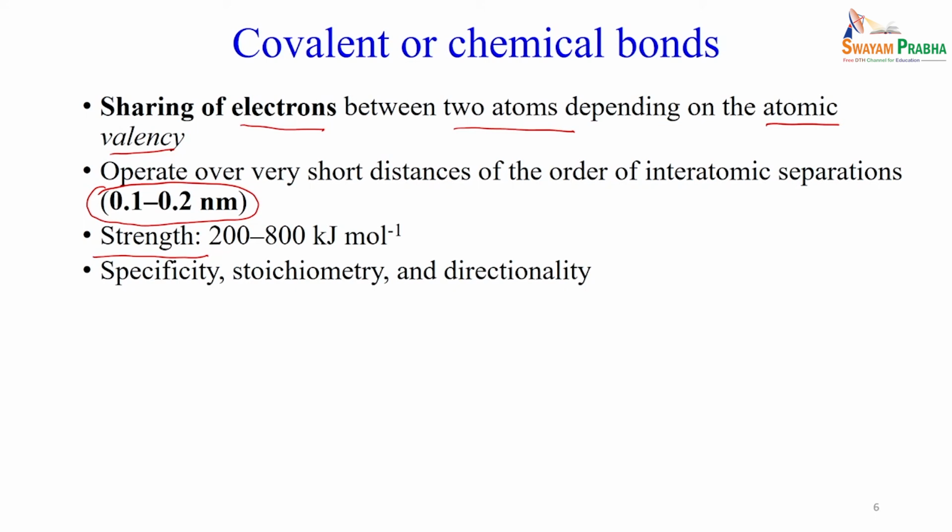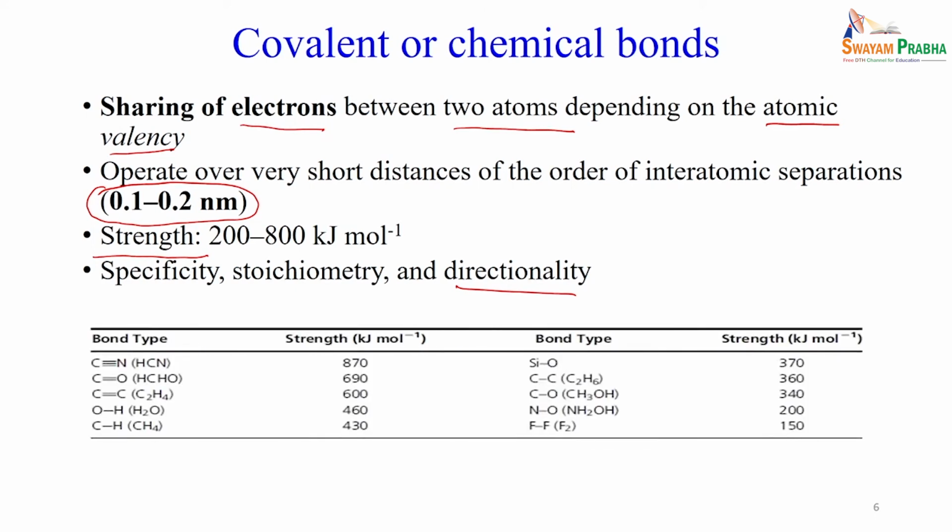A strong bond, its value lies between 200 to 800 kilojoule per mole, and apart from that, it gives specificity, meaning specific interaction between two atoms depending on their valency. Of course, stoichiometry, because it is sharing a particular pair of electrons. So, it may be a single covalent bond, double bond or triple bond, and of course when it is bonded, it is going to control the directionality after the bonding.